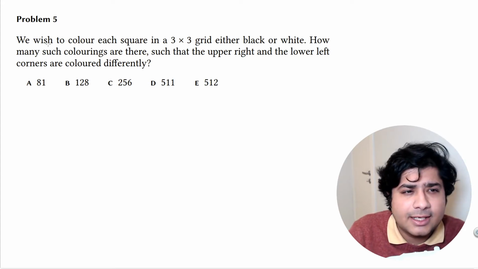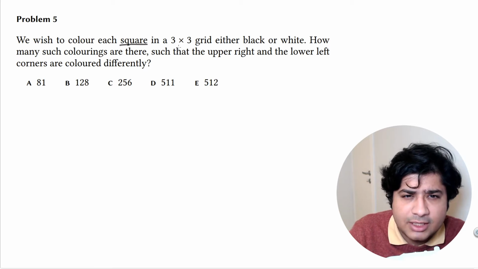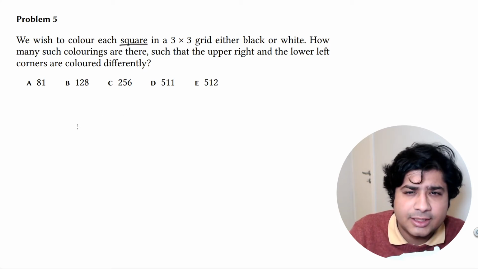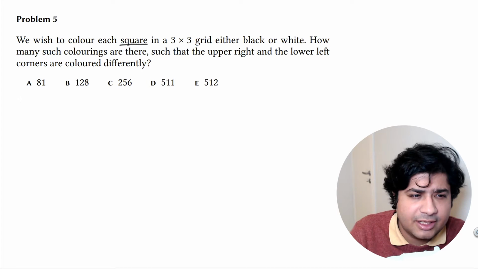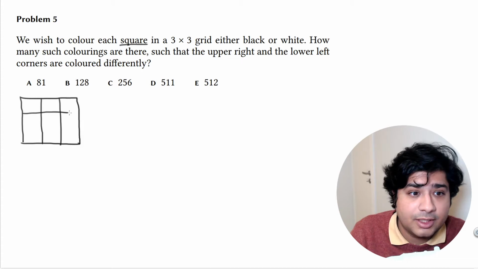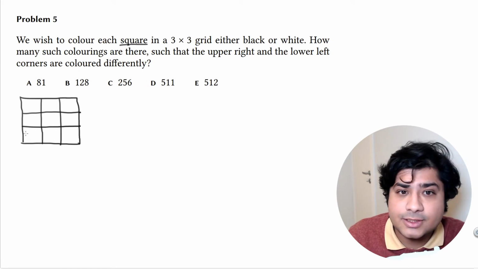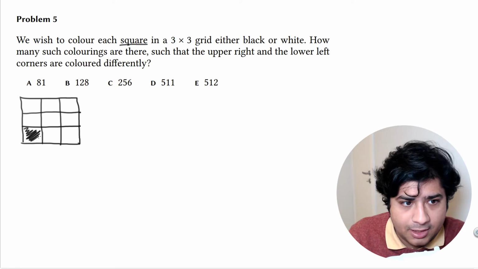All right, so they're saying we wish to color each square. So we're talking about squares in a 3x3 grid, either black or white. Okay, what does that mean? Well, that means that we have a 3x3 grid. Let's make a quick one here. 1, 2, 3. 1, 2, 3. There we go. And they're saying that for each square, it can either be black or white. Let's just try to color one black.